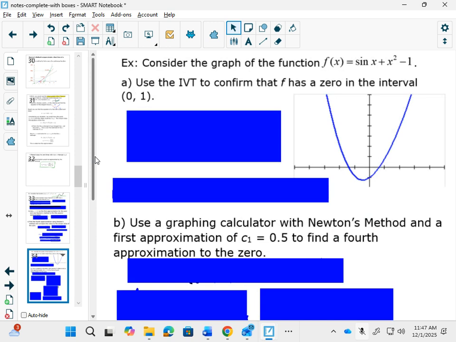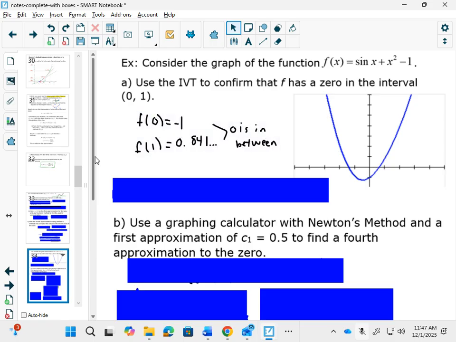Consider the graph of sine x plus x squared minus 1. This is a great example because if I said solve for x, you actually have no method to do this without a graphing calculator. How do you get x by itself? If I plug in 0 for y, how do you get x by itself when one x is inside sine and there's another x in that same equation? That's messed up. But between 0 and 1, f of 0 is negative 1. F of 1 is 0.841. There's a 0 in between.